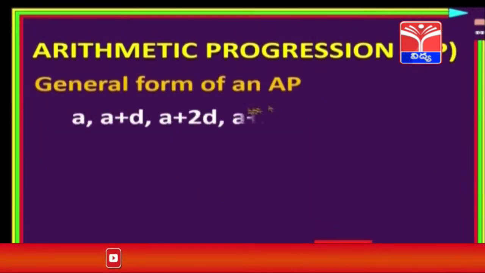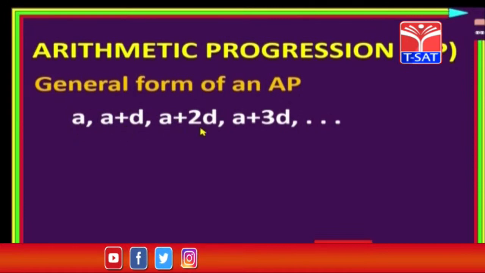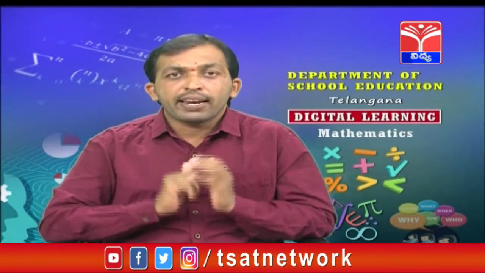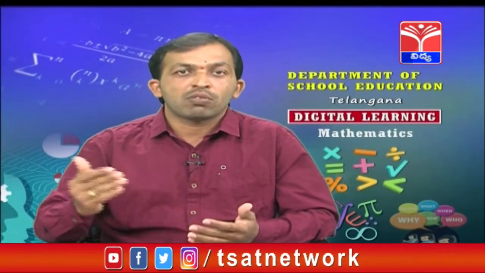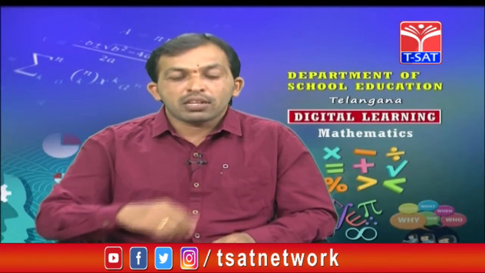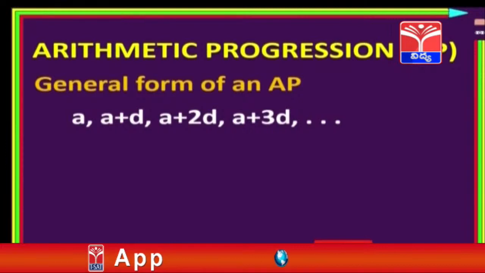And let us see some general form also. What is the general form of AP? That is a, a plus d, a plus 2d, a plus 3d, and so on. Here I am giving one more point, that is, what is a finite AP and what is an infinite AP. Finite AP means the series contains only a finite number of terms. That means 1, 2, 3, 4 up to 100 is called a finite AP. The natural number set comes under infinite AP, 1, 2, 3, 4, and so on. So this is the general form, a, a plus d, a plus 2d, a plus 3d, and so on.